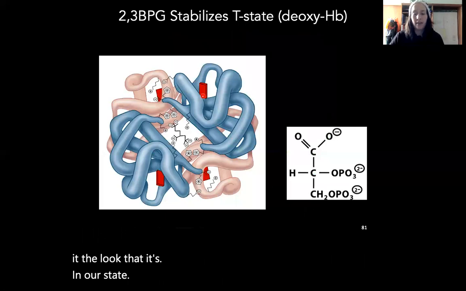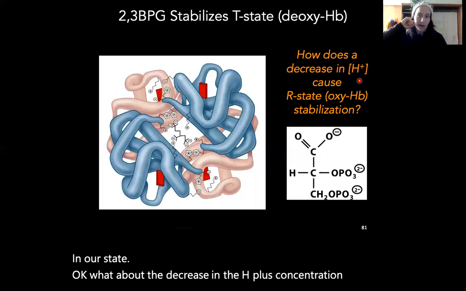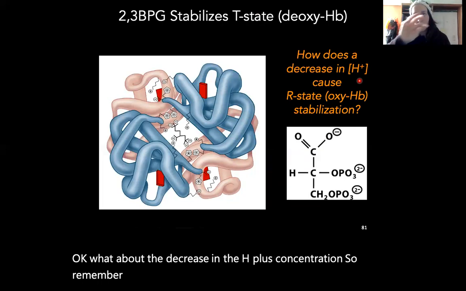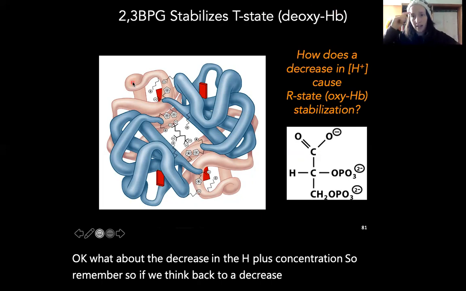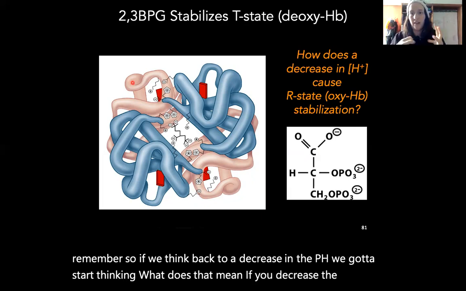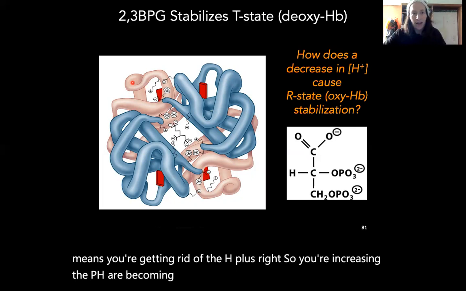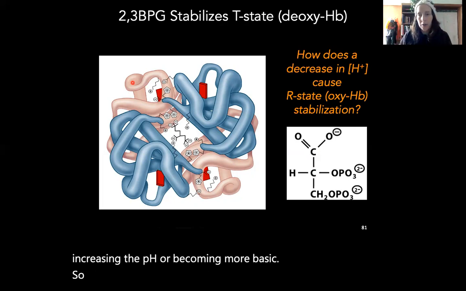Okay, what about the decrease in the H plus concentration? If we think back to a decrease in the pH, we've got to start thinking, what does that mean? If you decrease the H plus, that means you're getting rid of the H plus, right? So you're increasing the pH, you're becoming more basic. So what happens to some of those?